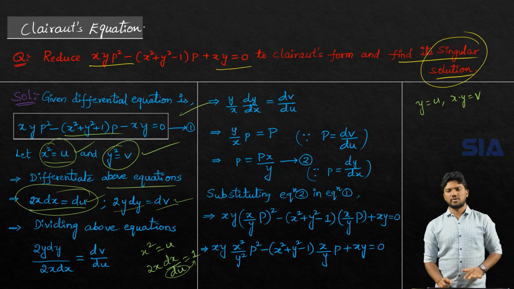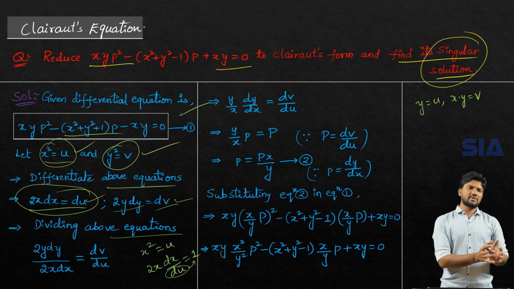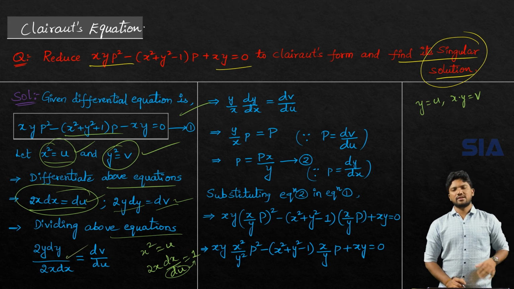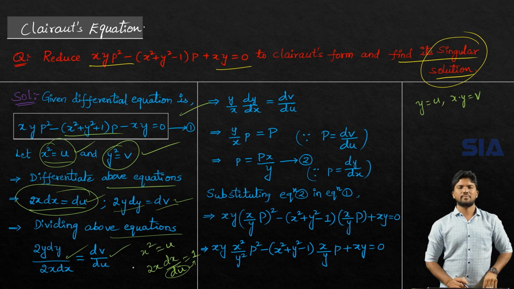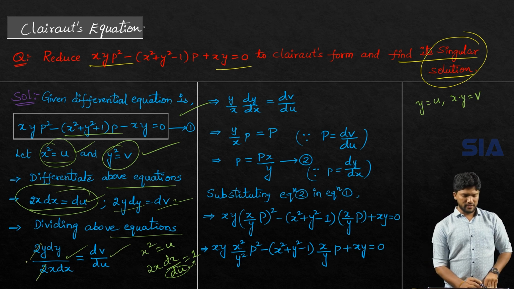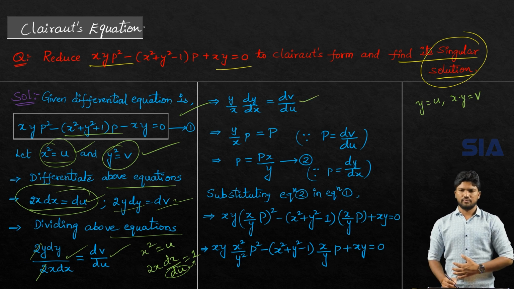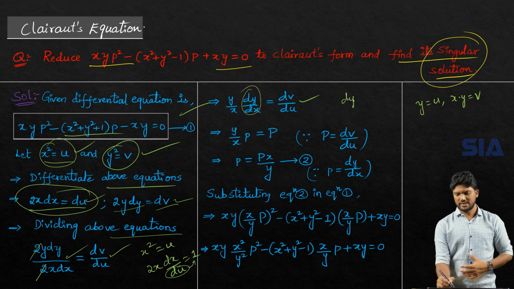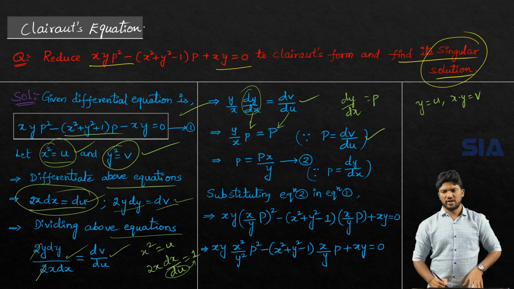Similarly for y square equal to v also. Dividing the above equations, divide the left-hand sides separately and the right-hand sides separately. So 2y dy by 2x dx equal to dv by du. Here the 2 will get cancelled. The remaining value I am writing: y by x into dy by dx is equal to dv by du. You know very well dy by dx is small p, and I am writing dv by du as capital P. Therefore capital P is equal to dv by du.